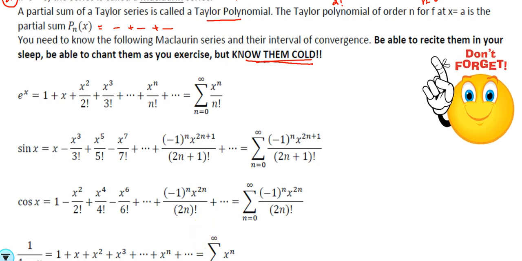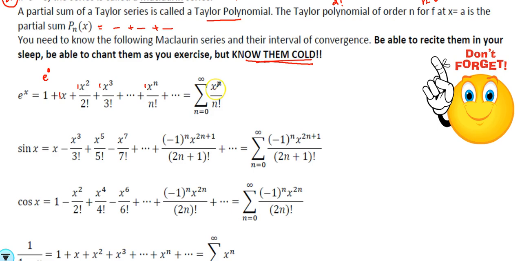So here are my tips on how to memorize these series. e to the x always starts with a 1, because all the derivatives of e to the x are e to the x, but e to the 0 is always 1. So the coefficient is always 1. You can see that all those coefficients are always 1. Second thing, e to the x is positive, so all the terms are always positive.